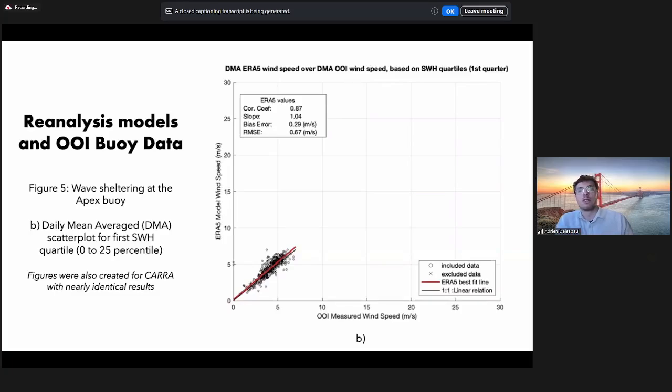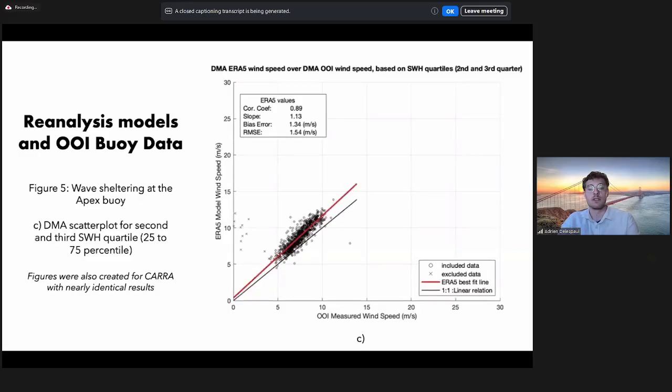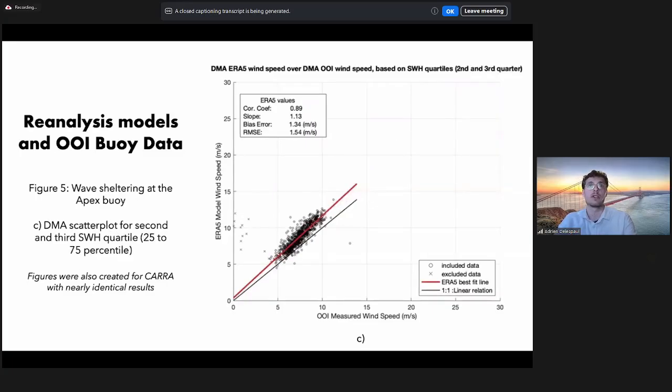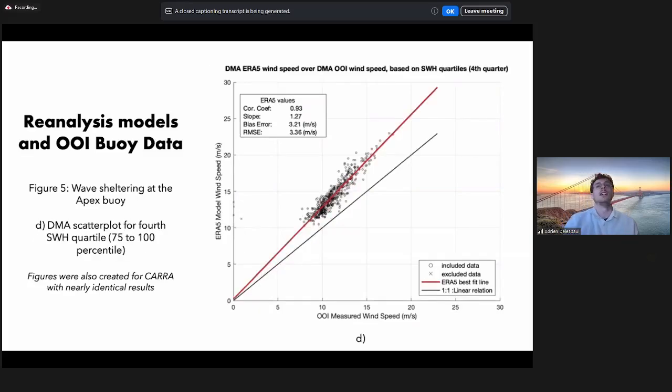So this includes OI and ERA 5 wind speeds plotted for the bottom 25 percentile of significant wave height. As you can see, a 1-to-1 relationship in this case. But then we actually have a slope increase with higher significant wave height. So this image here is 25 to 75 percentile of significant wave height. And then this is 75 to 100. So as you can see, a gradual increase in slope.